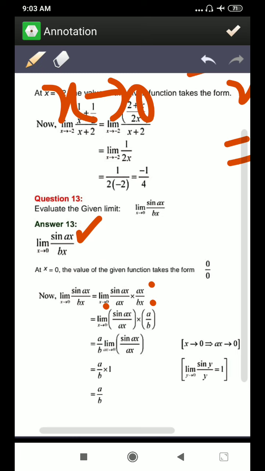This bx is already there in the question. So in ax by bx, x is cancelled out. We'll have a by b only. In this a by b term there is no x, so you can take it outside. Now as x tends to 0, ax also tends to 0. As I explained, this theta should tend to 0. So limit x tends to 0, sine ax divided by ax is 1.